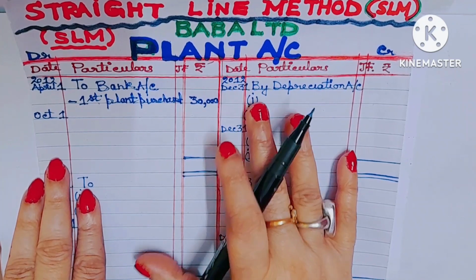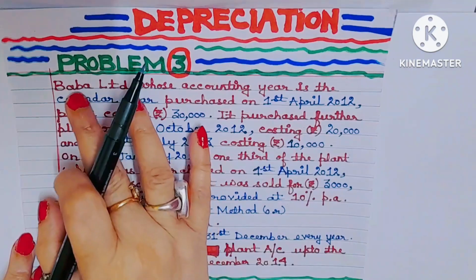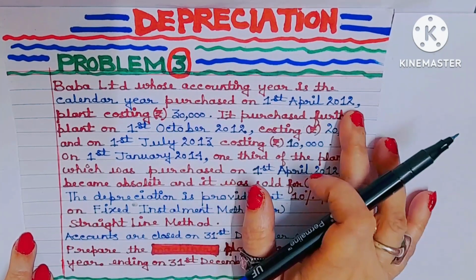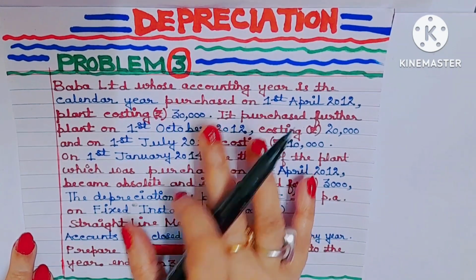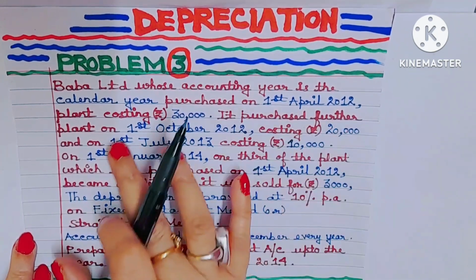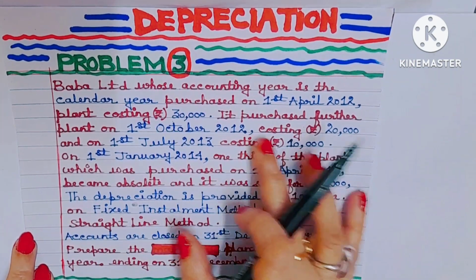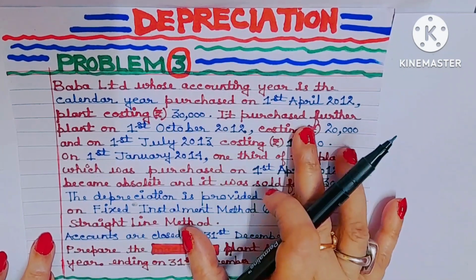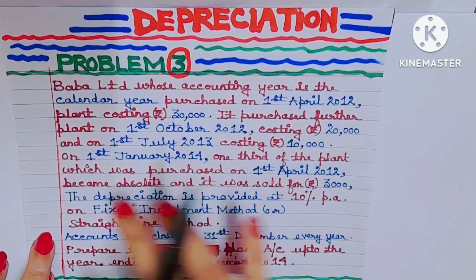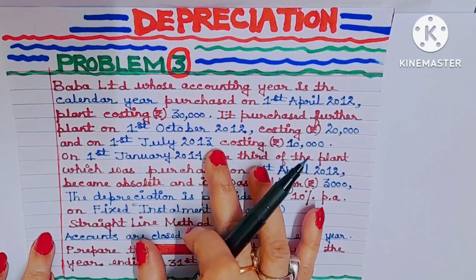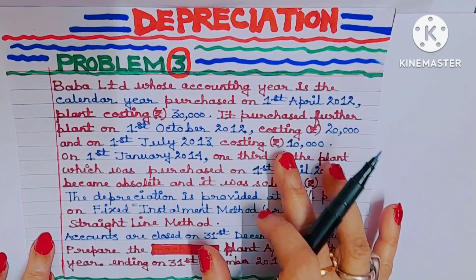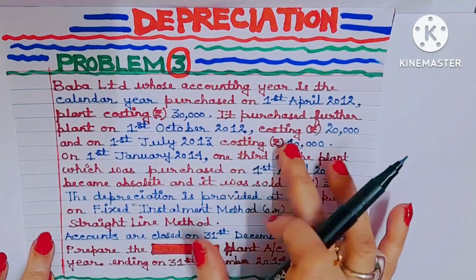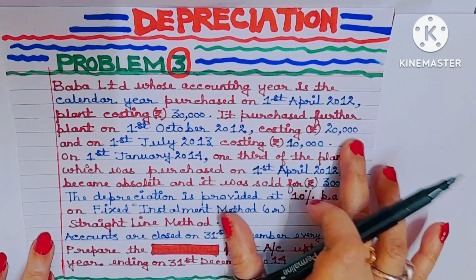Understood? Now let's go through the problem again. Baba Limited, whose accounting year is the calendar year, purchased on 1st April 2012 plant costing rupees 30,000. We did it. It purchased further plant on 1st October 2012 for rupees 20,000. So we have to do the ledger posting for the second plant. First plant, we did it. And the third plant on 1st July 2013, we'll do it afterwards. Now we have to do the ledger posting of the second plant on 1st October 2012 costing rupees 20,000. Okay, let's do it.